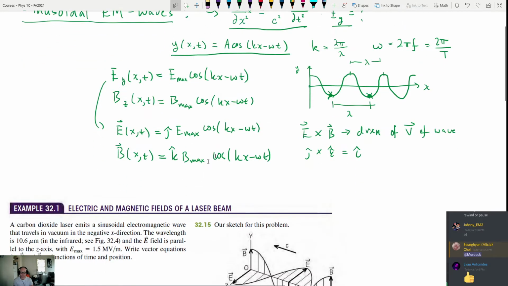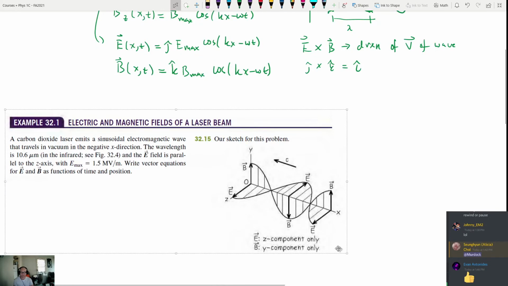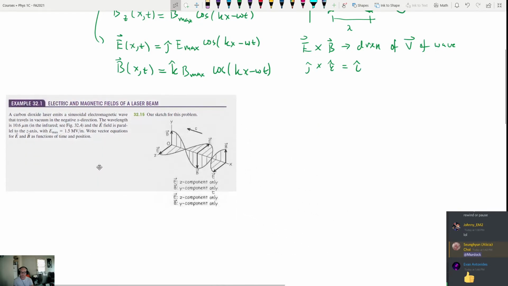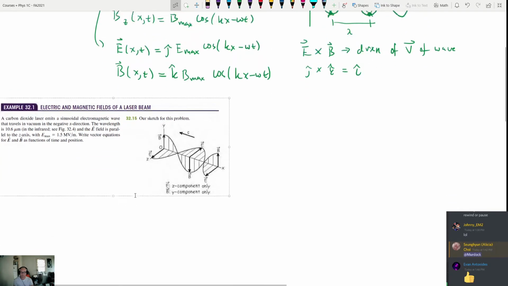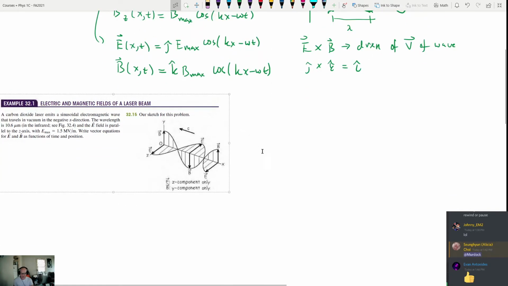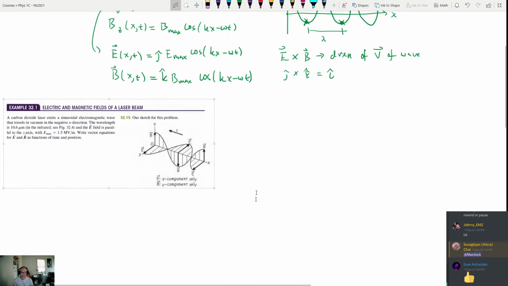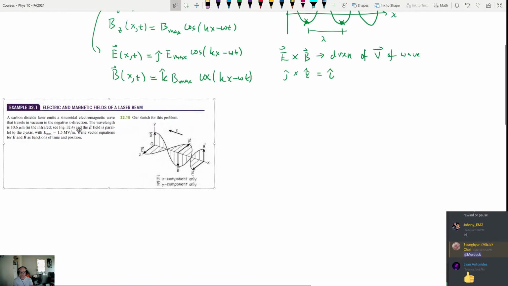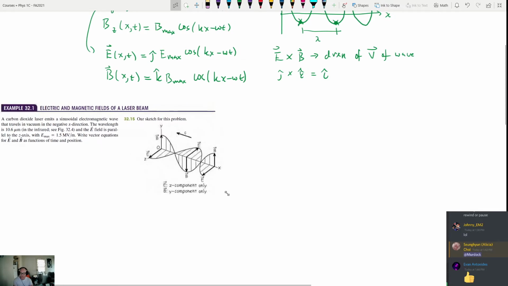All right, so given that setup, let's look at solving this problem right here. Let's see if I can leave some of this on the board. As long as I can leave just these two equations, that's fine. And I can zoom out just a little bit, because it was kind of close. Okay, it says a carbon dioxide laser emits a sinusoidal electromagnetic wave that travels in a vacuum in the negative x direction. And they give us a picture of what this looks like.